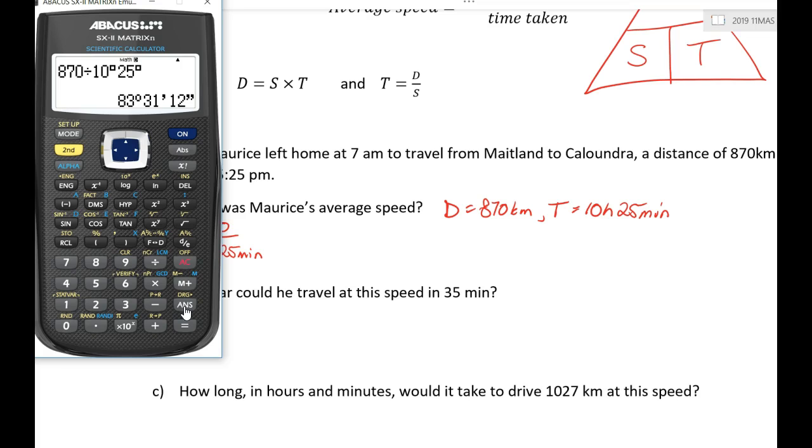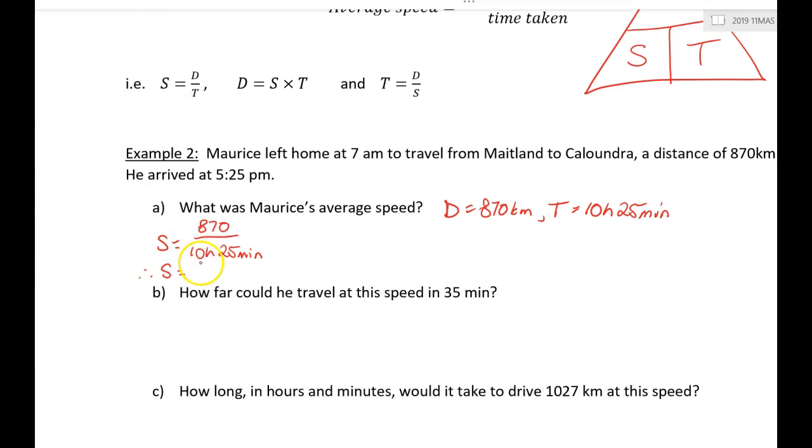Now, that answer doesn't seem to make sense, but I need to press the DMS again, and that gives me 83.52 kilometres per hour, which is not too bad for long distance highway driving. It's always much less than the maximum of 100, 110. You never really get close to that in reality.